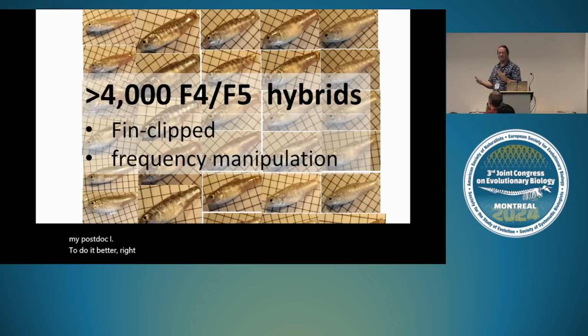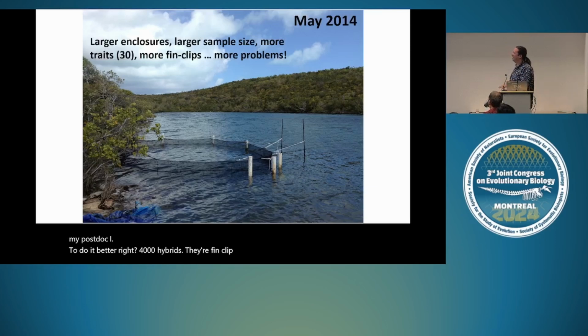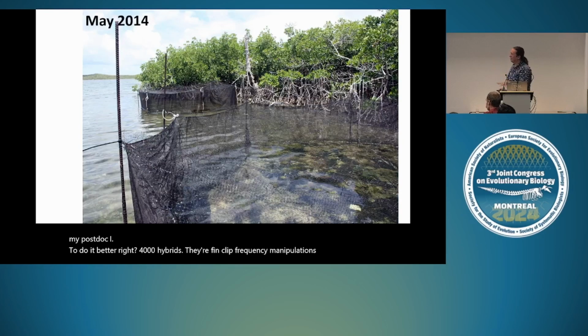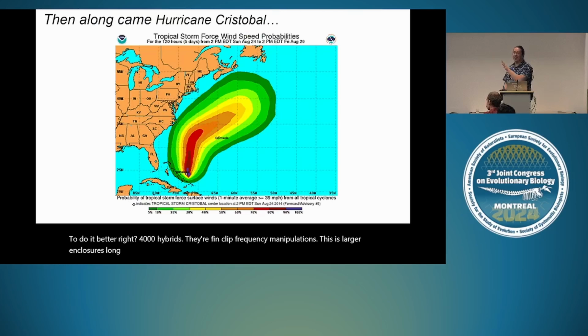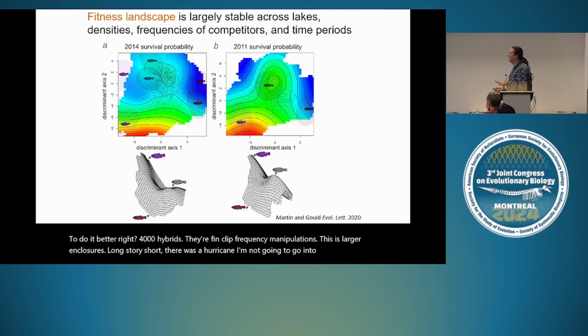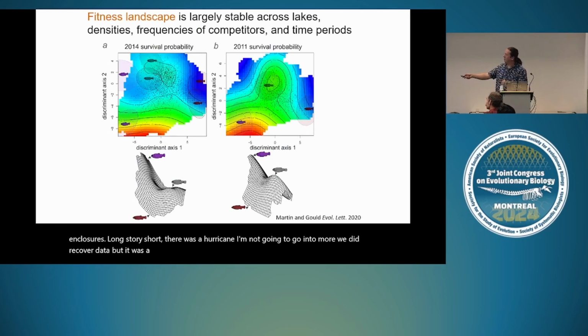4,000 hybrids, they're fin clipped, with frequency manipulations. These are larger enclosures. Long story short, there was a hurricane. I'm not going to go into more. We did recover data, but it was much less of a strong signal here.